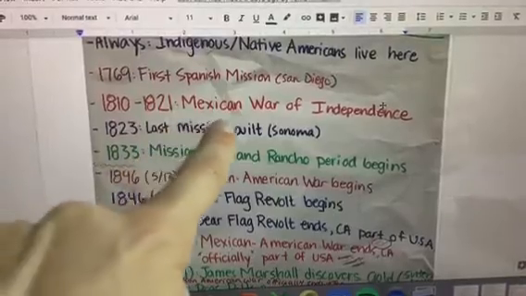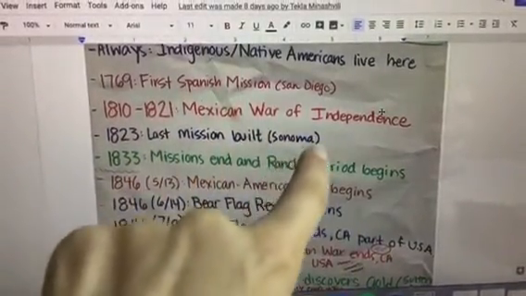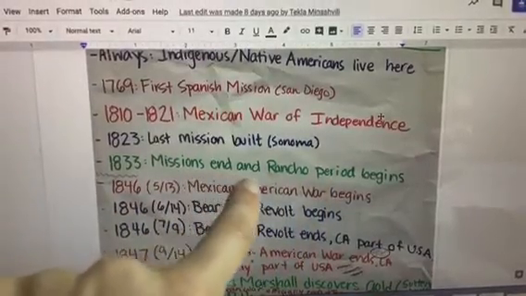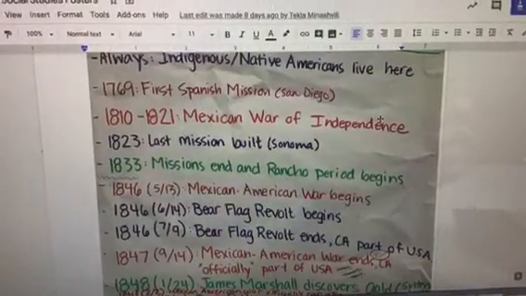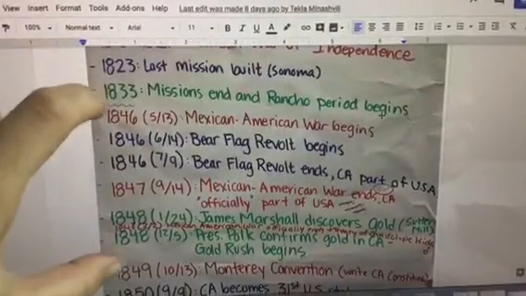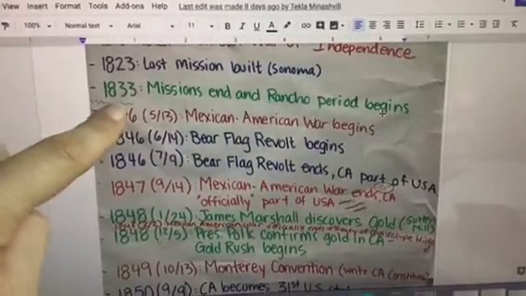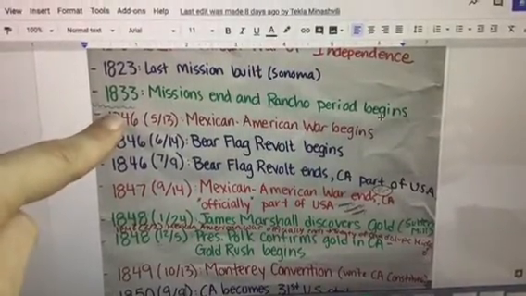1810 to 1821, Mexican War of Independence, last mission built, put Sonoma. 1833, missions end and Rancho period begins. I put that little squiggle line just to help my students focus on where our learning was really focused, but I would not put that squiggle line on my timeline for my book, okay?